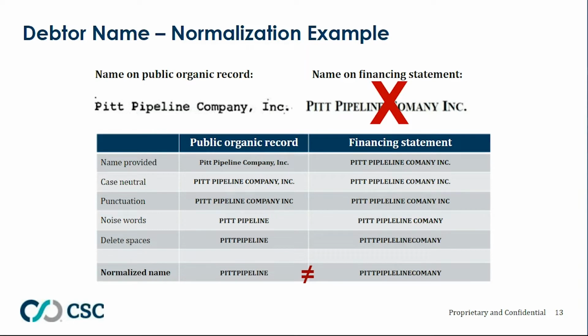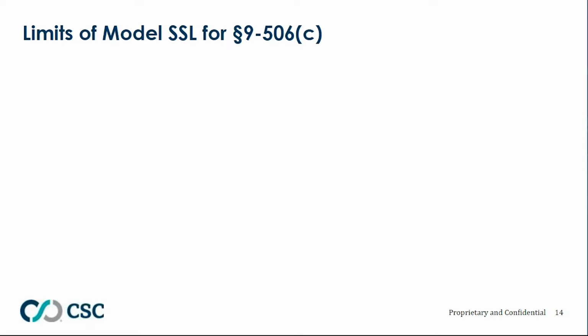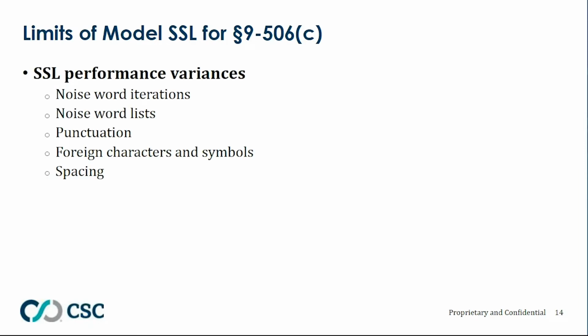Now, as I mentioned, there are limits to standard search logic. For example, the states have interpreted the noise word step of the process differently. Some remove just the ending noise word, but most remove all ending noise words until they reach a word that isn't an ending noise word. The noise word lists vary from state to state. What consists of punctuation varies somewhat from jurisdiction to jurisdiction, and so does how they handle things like the ampersand.